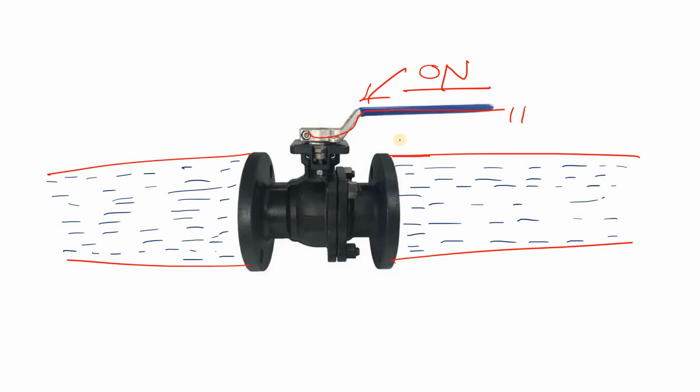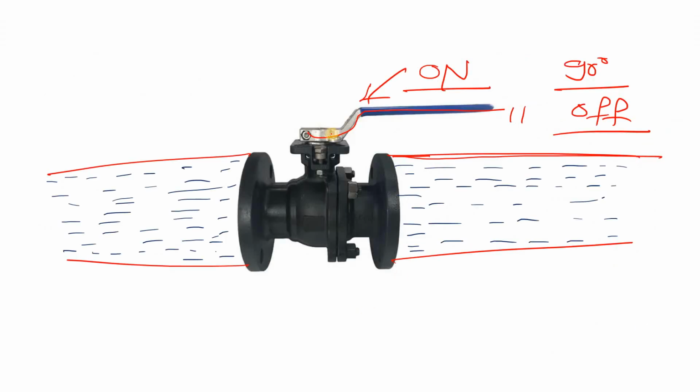Now, when will it be closed? Simply when this handle is at 90 degrees with this line, or with the flowing fluid, at that time this valve will be off. Are you getting my point, what I want to say? So that was just the general concern about when your valve is closed or open.